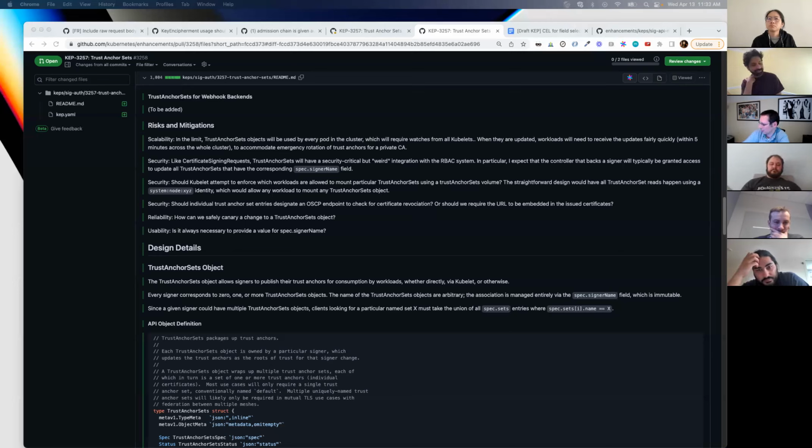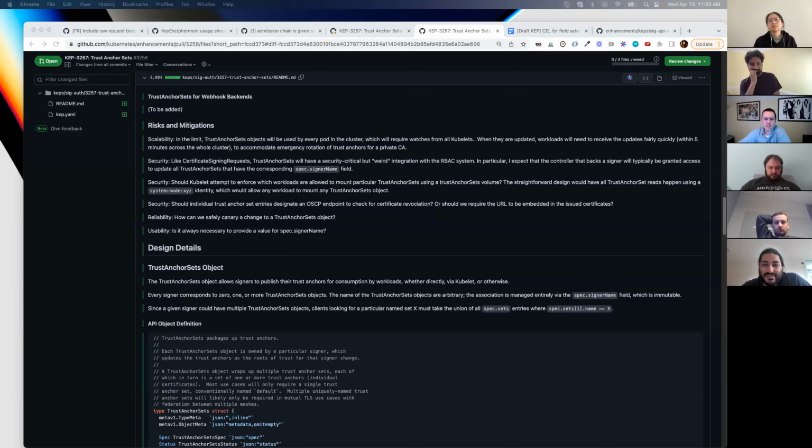Also, I had this as a question just in general. There's no way for you to know that all of the clients that care about a particular trust anchor set have observed the change, right? Correct. We would probably have some metric from Kubelet that would say, yeah, now I'm writing the new one. But for the actual software inside the pod, it's kind of all bets are off.